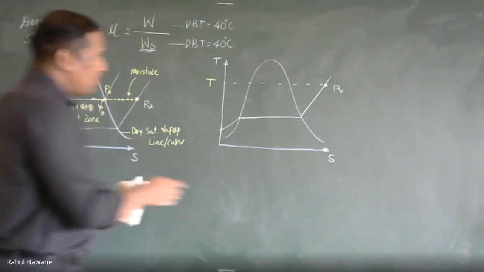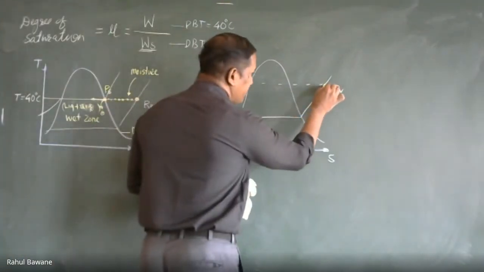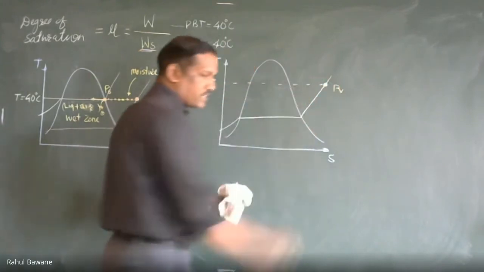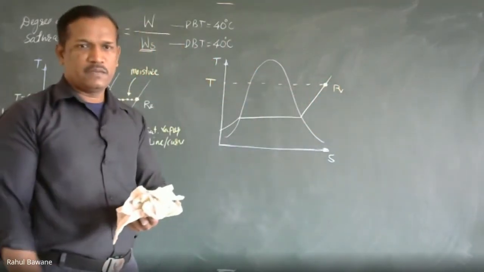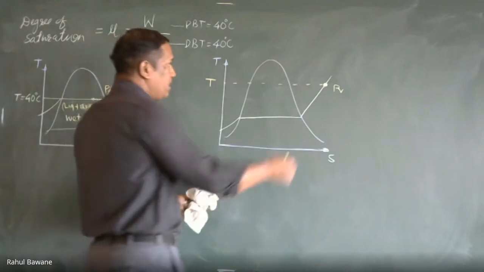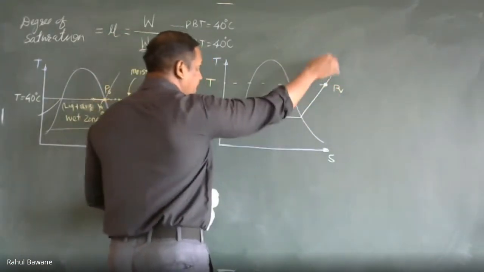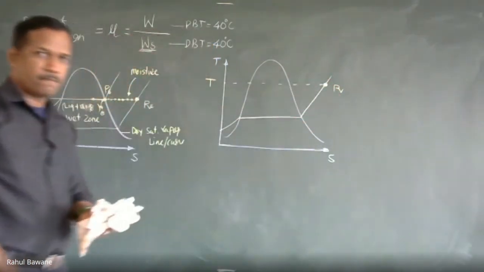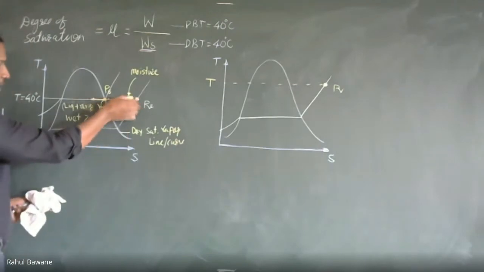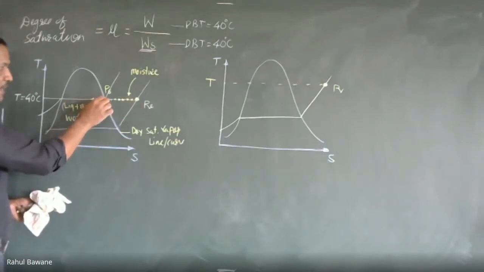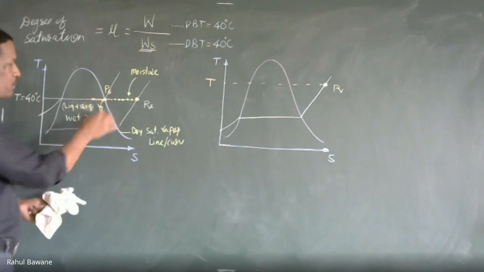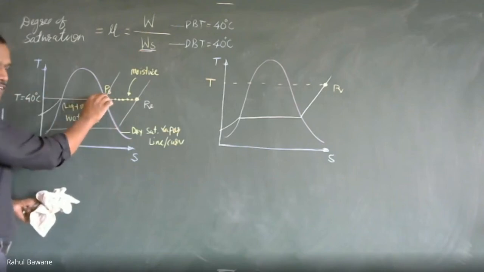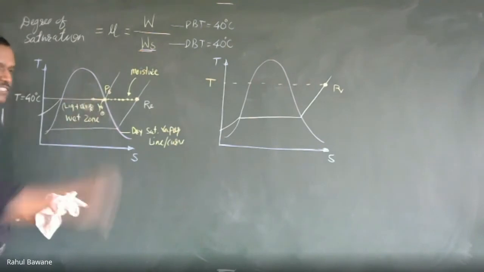Now, at this point, there is a certain amount of water vapor along with the remaining amount of dry air. In this, I am not adding moisture. In this condition, I am adding moisture, temperature remains the same, but at a certain point it will reach the maximum possible capacity of air to absorb moisture, that is called saturation.